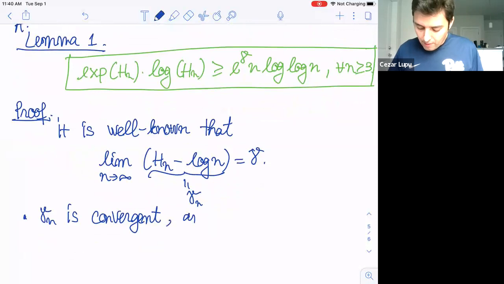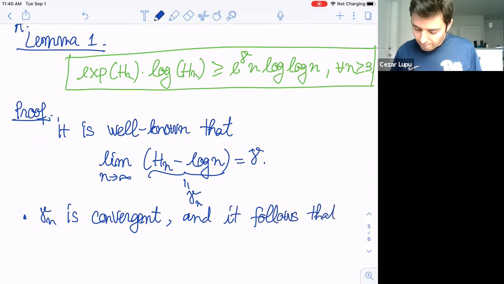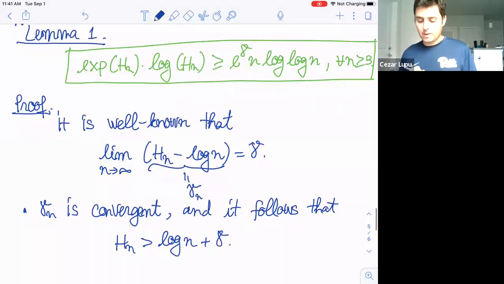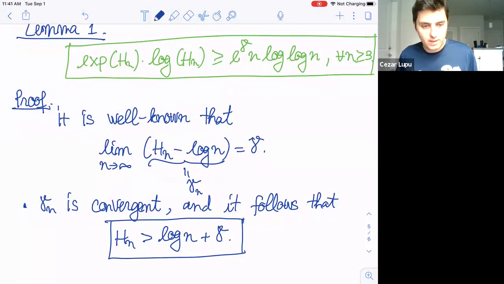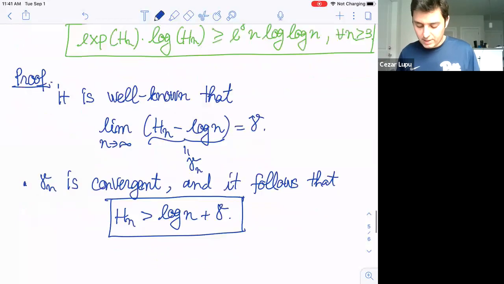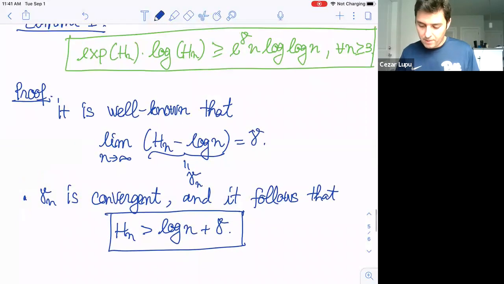And from here it follows that hn will be greater than log n plus gamma. So we have this estimate, and once we have this estimate, it's quite clear how we obtain this. We just have to take the exponential, and we just have to take the log, and that's it. It's very easy, right? For the exponential, we'll obtain this first part.